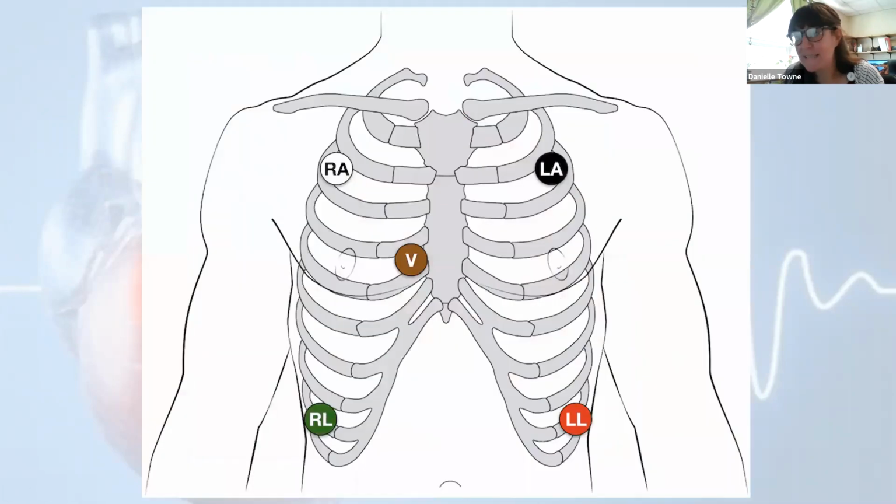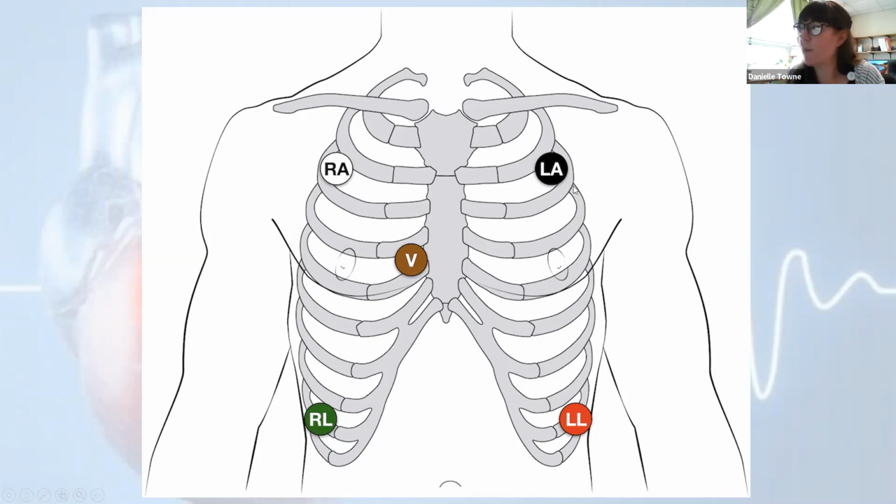Lead placement. This is just a quick review. Most people are pretty comfortable with this, but we typically have these 5 different cables that we're going to be attaching. We've got our RA, our right arm, if you will. That goes on the upper right portion of the chest. So if you think white is right, remember that one.